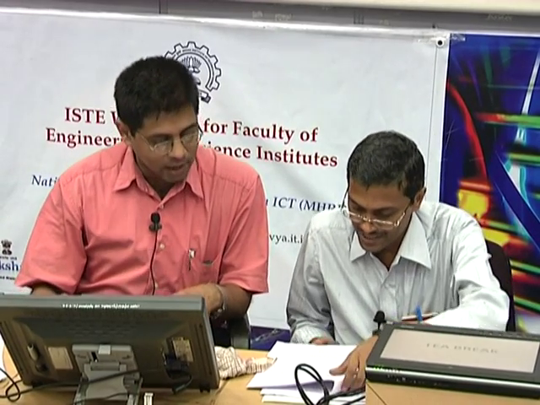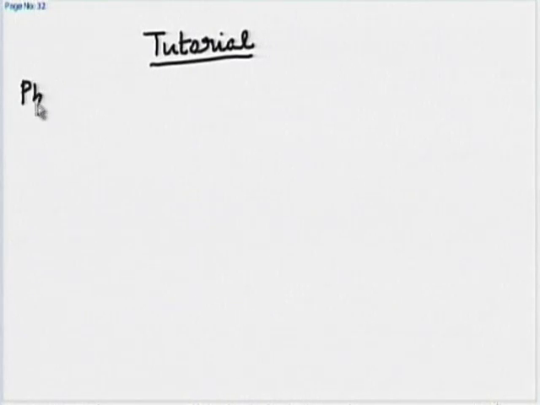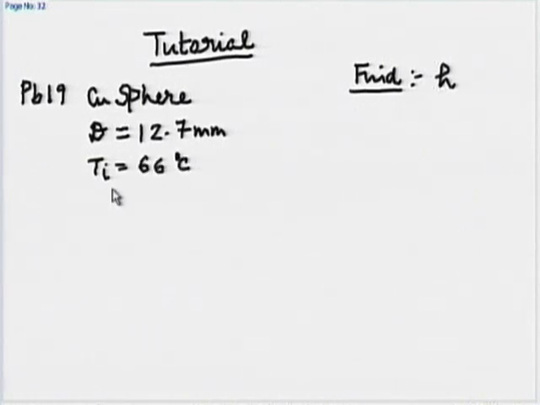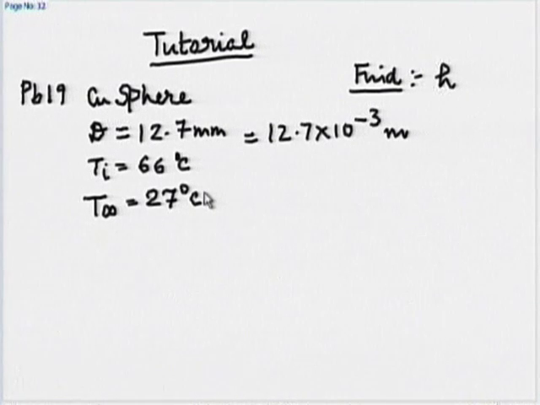Okay. Problem number 19. The heat transfer coefficient for air flowing over a sphere is to be determined by observing the temperature time history of a sphere fabricated from pure copper. The sphere, which is 12.7 mm diameter, is at 66 degree Celsius before it is inserted into an air stream, that is Ti is 66, having a temperature of 27 degree Celsius, that is T infinity equal to 27 degree Celsius. A thermocouple on the outer surface of the sphere indicates 55 degree Celsius 69 seconds after the sphere is inserted in the air stream, that is t equal to 69, T final equal to 55 degree Celsius.